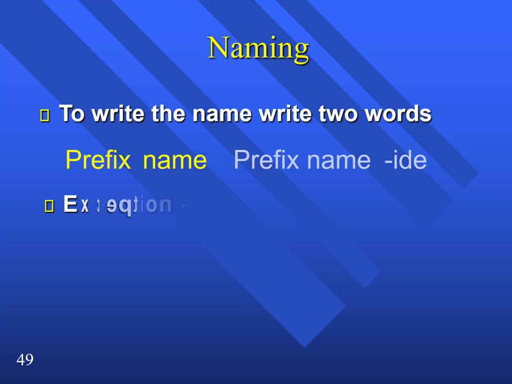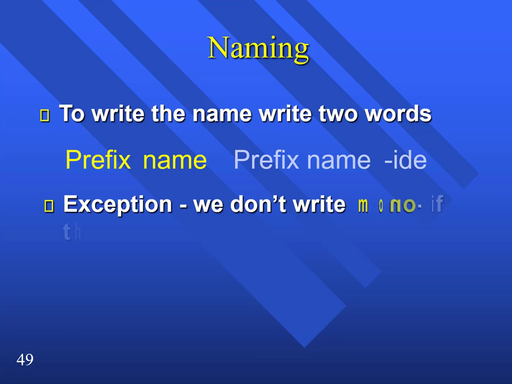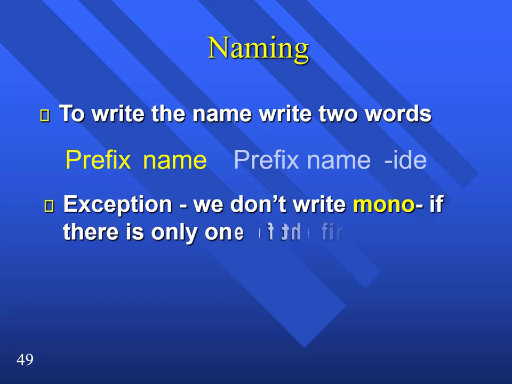Okay, only a couple little exceptions. One, if there's only one of the first element, we don't put mono on it. That first element doesn't get the prefix mono. It gets all the other prefixes, it just doesn't get mono, because they figure that you can figure it out without a prefix. It's not that you forgot the prefix.